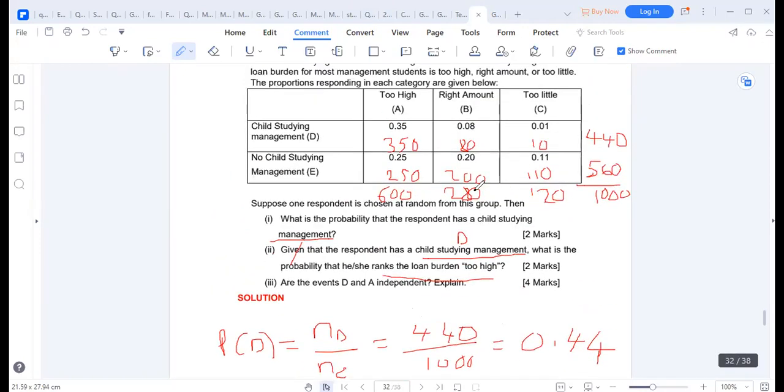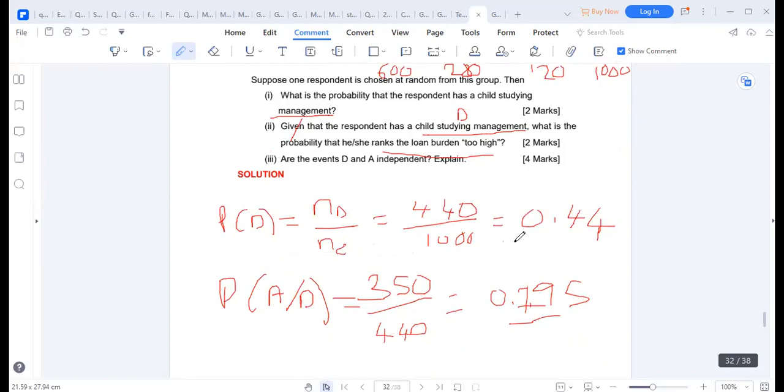I don't want to teach much here because I'd have given another example which will end up confusing. Let's memorize my figures: I have 0.44, and 0.795.